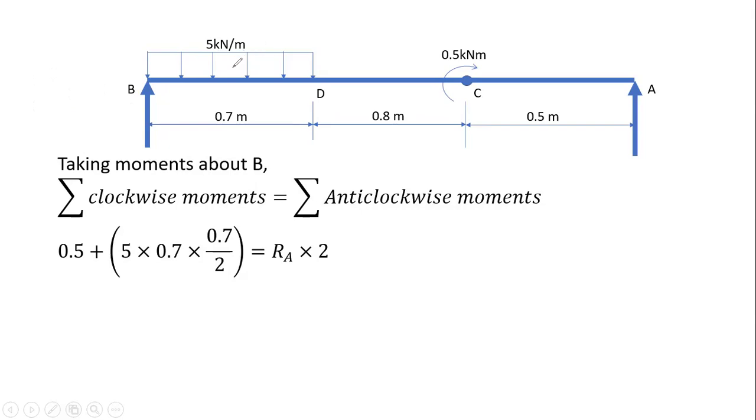All right. So the distance where the UDL is acting, from B to D, is 0.7. Now, this 0.7, the UDL, like any other uniform member, always acts at the center. Meaning, to get the force, we multiply this distance by the UDL force per unit length. So 5 kilonewton per meter times 0.7 meters gives us the force.